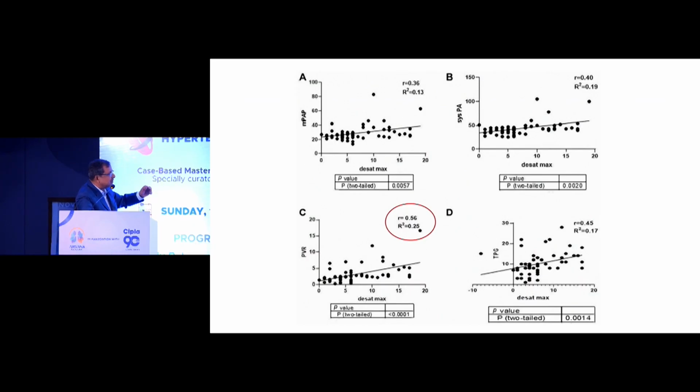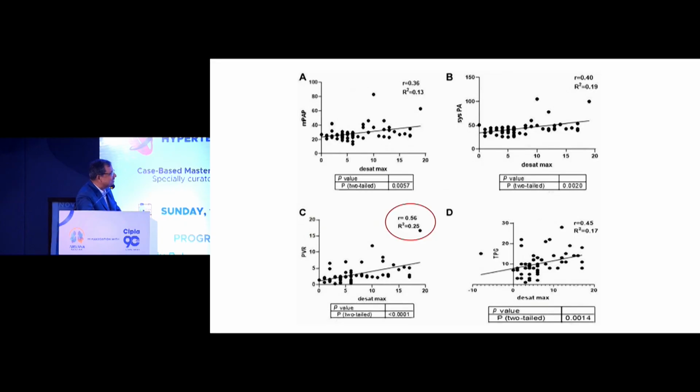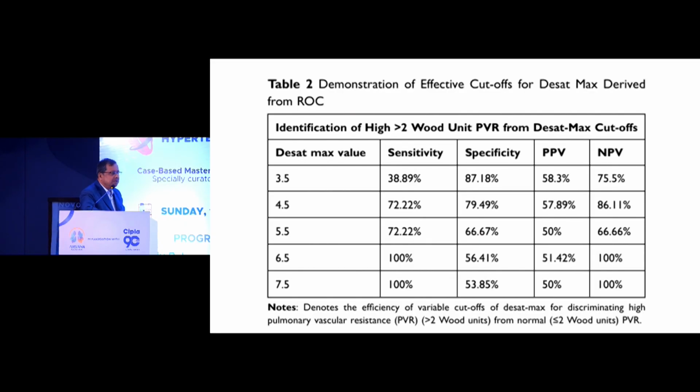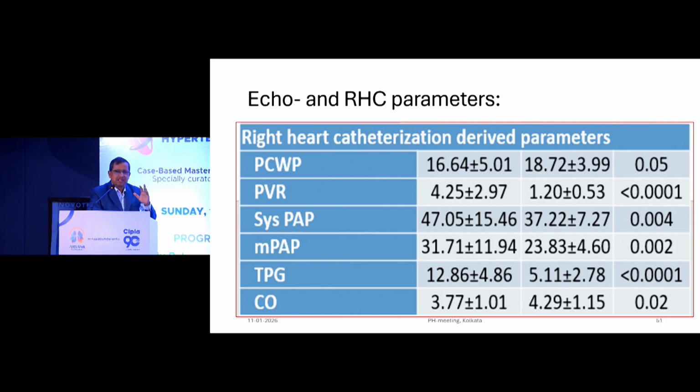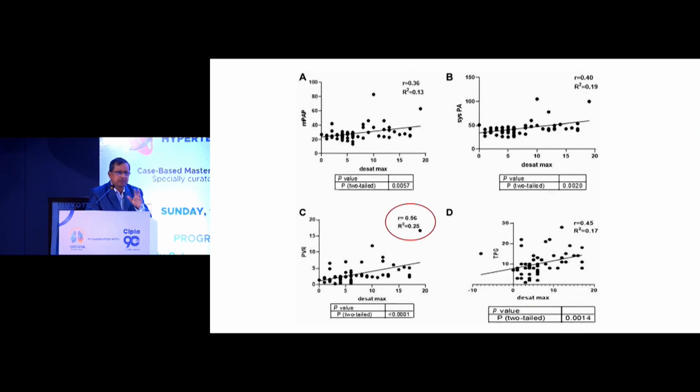It actually is a kind of multivariate analysis that shows the factors that influence the PVR. The desat max has the best correlation, and the desat max has the best position in the VIP plot, suggesting that it can indicate raised PVR. And then we looked for the odds ratio for the desat max. It is 19.7. So it was a very high odds ratio.